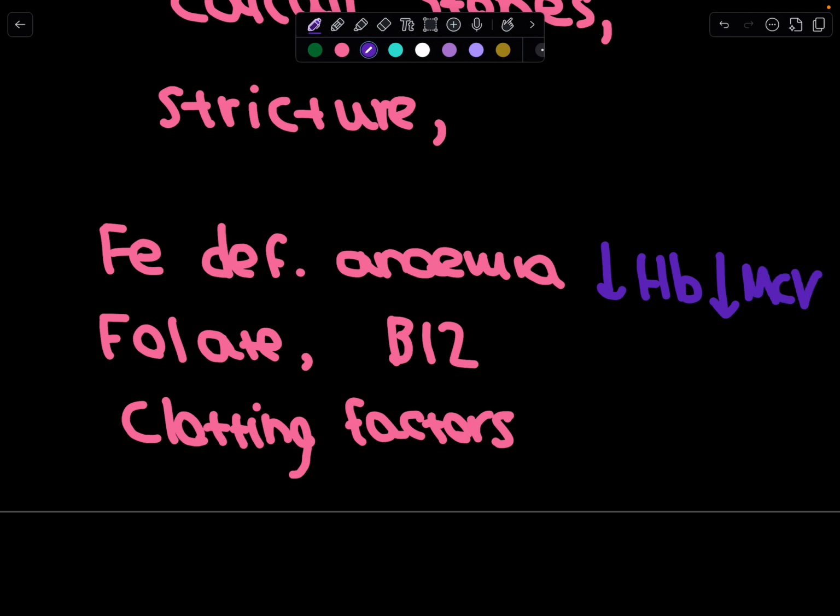Why would we have mean cell volume low in iron deficiency anemia but high MCV in folate B12 deficiency? And what is INR anyway? Why would it be raised in clotting factors abnormalities?